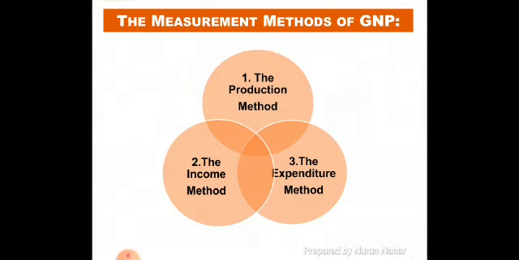Okay, my dear students, so we have seen two indicators today, GNP and GDP. There are some methods for calculating GNP. Three methods are indicated in the diagram. As you can see, the production method, the income method, and the expenditure method.